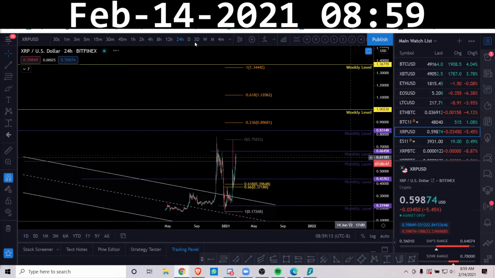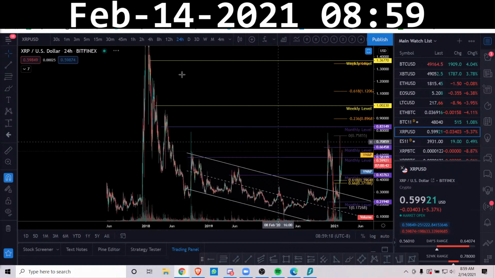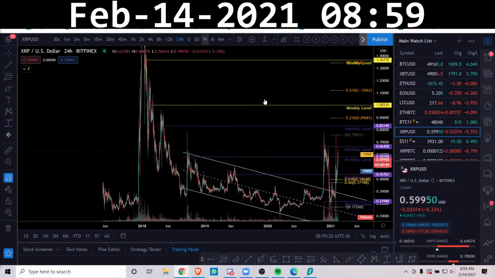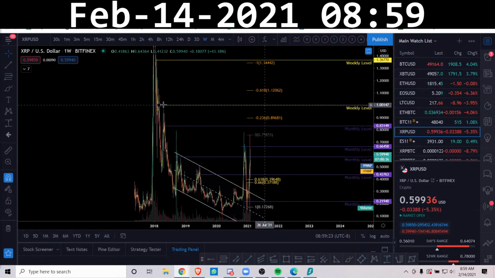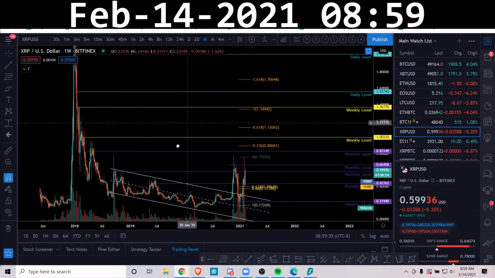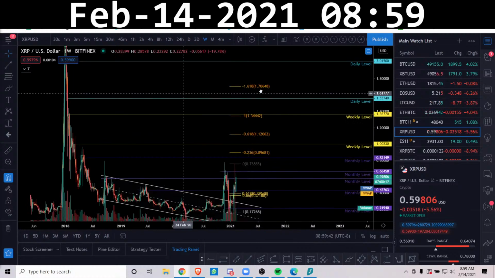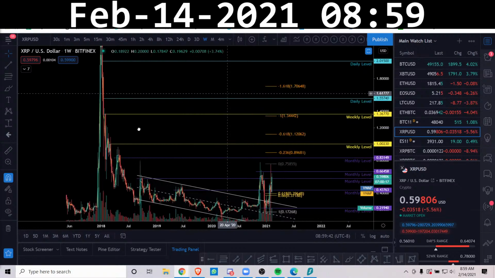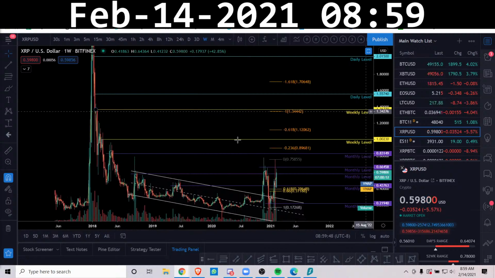Because you can clearly see on the daily, after that monthly at 83 cents, there is barely any resistance on the chart. Once you get above this area, more specifically the dollar, there's this small weekly level, but it's just a weekly level. So once we get above that dollar area, it's go time.